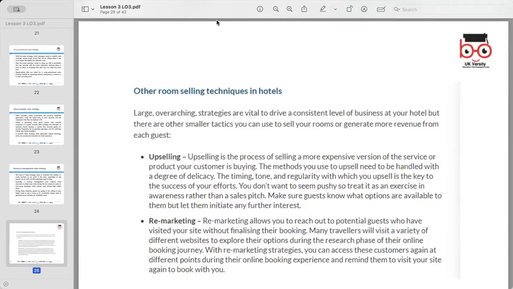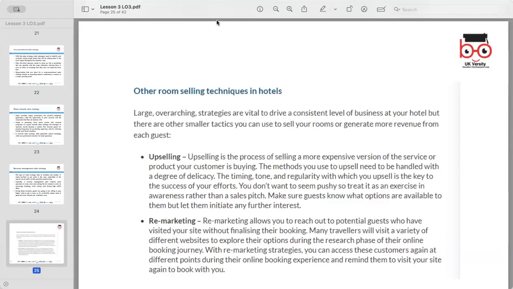Room selling techniques in hotels. These are selling techniques that hotels can employ to increase revenue and optimize guest experience. These techniques include upselling, where guests are offered a more expensive version of the services or products they are purchasing, with a focus on delicacy and awareness rather than aggressive sales tactics.